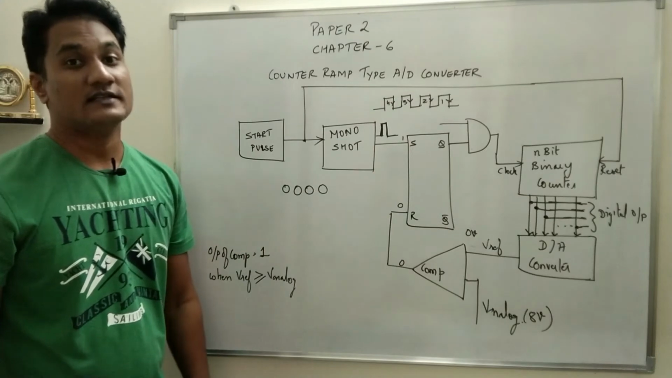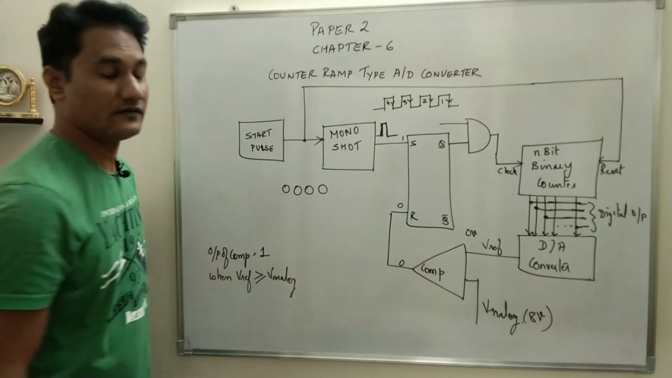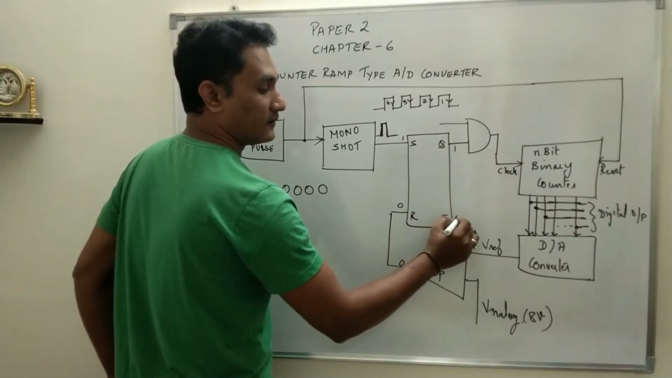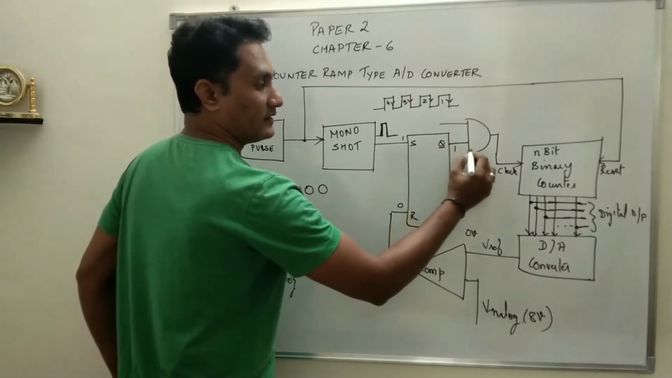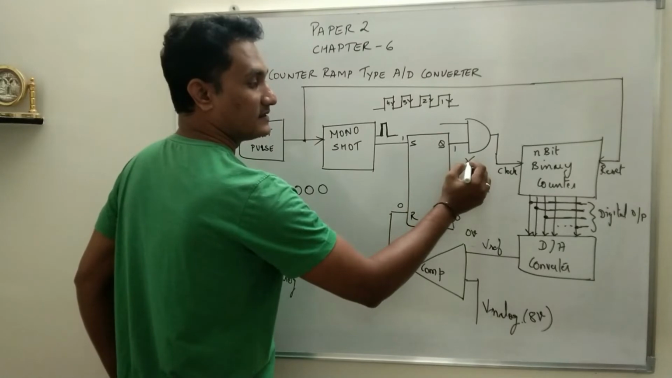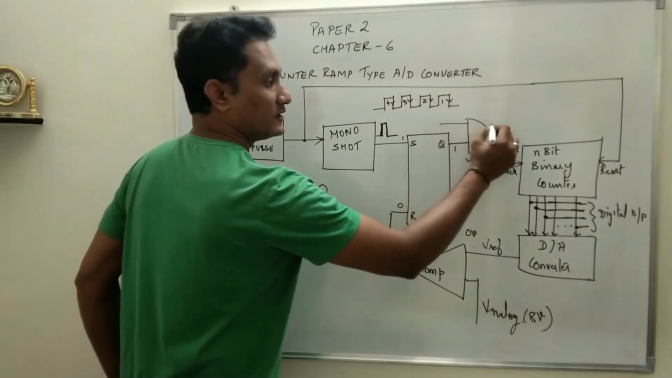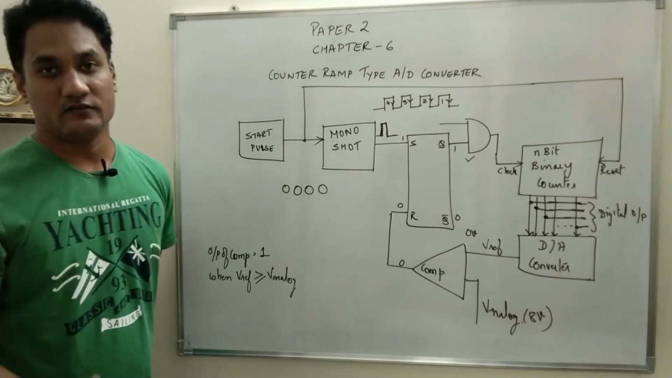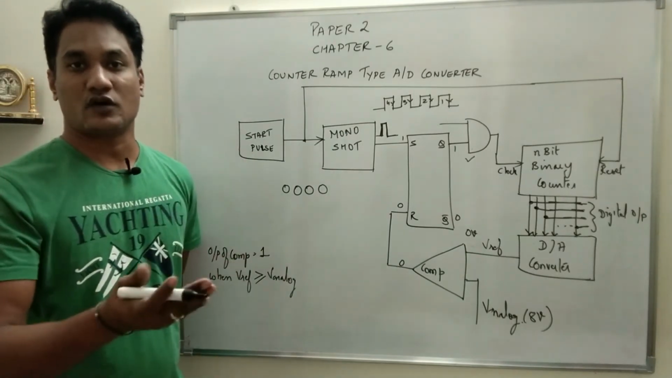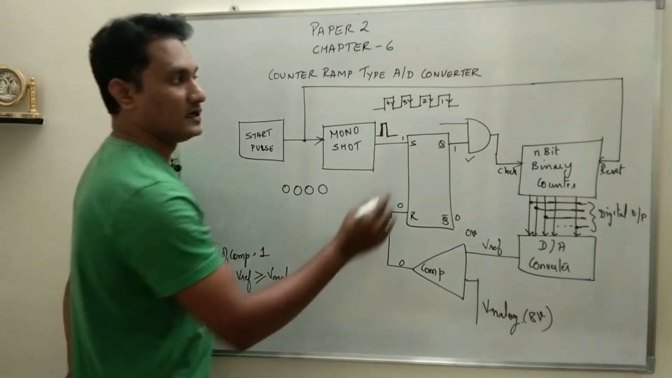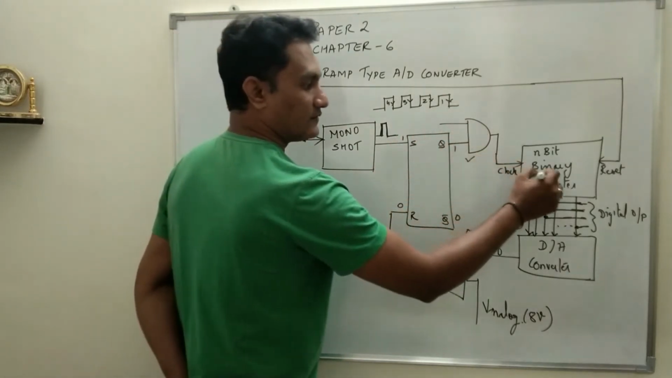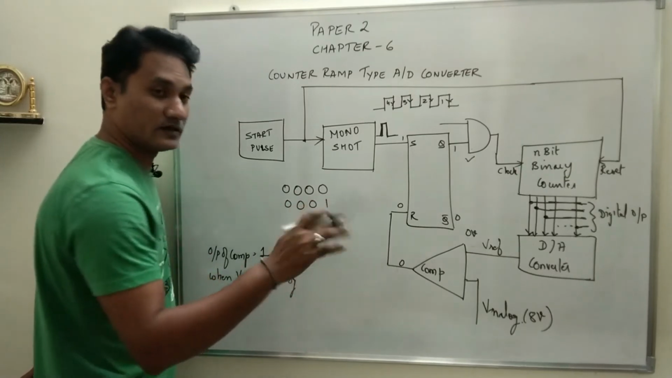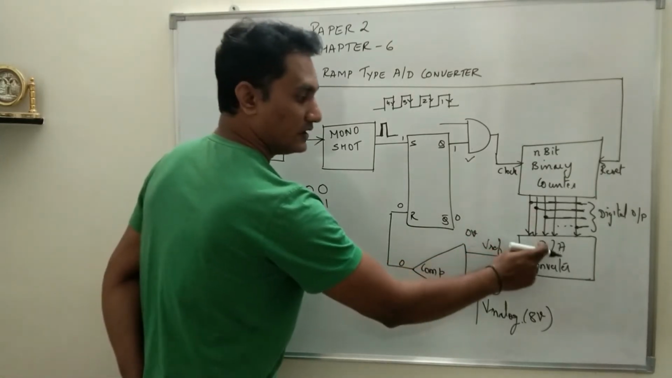S stands for set, and if S is triggered, Q will become 1, Q bar will be 0. As Q is 1, this AND gate is enabled, and as this AND gate is enabled, the clock pulses will start reaching the clock input of the n bit binary counter. The working of the counter is that it has to count the incoming clock pulses. So when the first clock pulse arrives, the count changes to 0 0 0 1, the next higher count, which is given to the D2A converter.